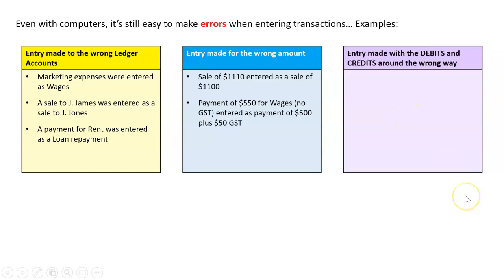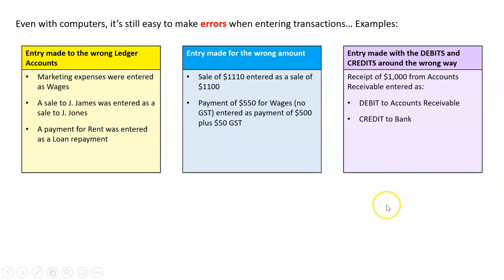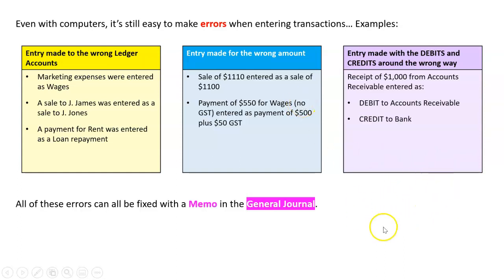We've also got maybe an entry with the debits and the credits around the wrong way. For example, let's say that a receipt of $1,000 from accounts receivable was entered as a debit to accounts receivable and a credit to bank. It should be the other way around. The point is, the mistake could be anything, but we've got to fix it with a memo in the general journal. And what can happen if errors are not corrected?